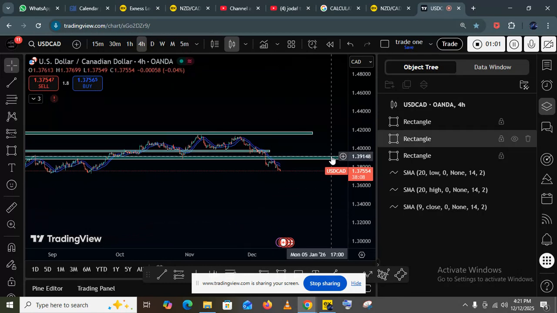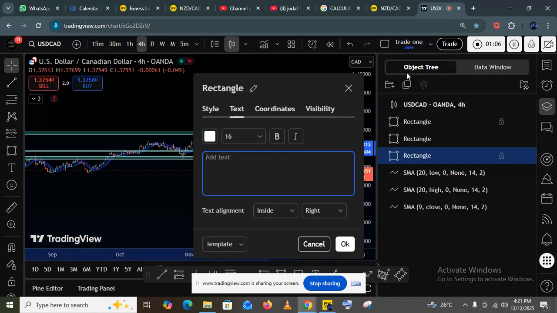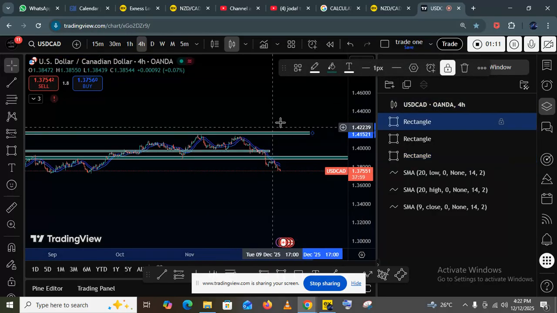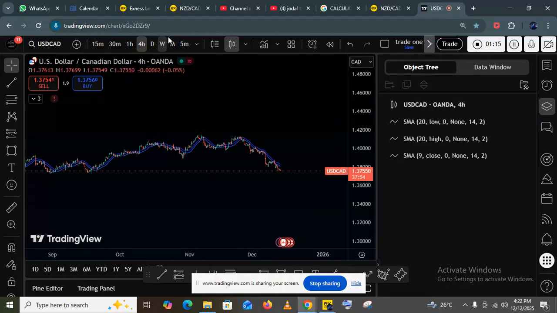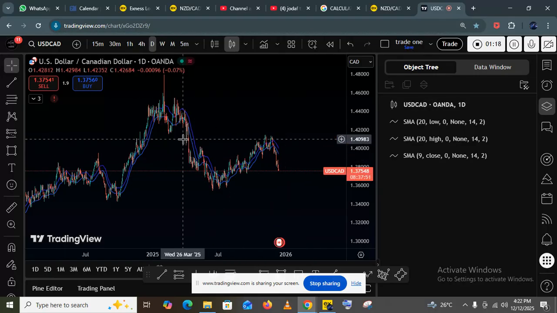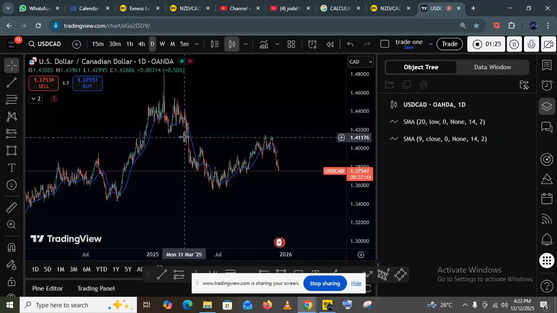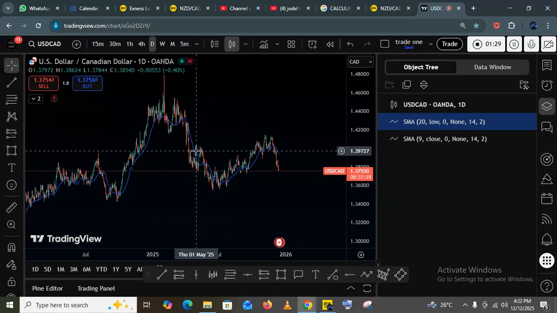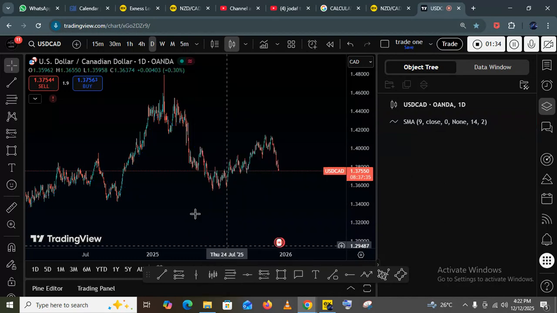Let's first of all unlock them. The reason why I lock them is so that I don't by mistake delete them. So let me remove everything. Now we have this particular chart. Actually, let's remove even this moving average right here so that I can show you how it actually helps. They work the same whether you're using a phone or a laptop. They are all the same.